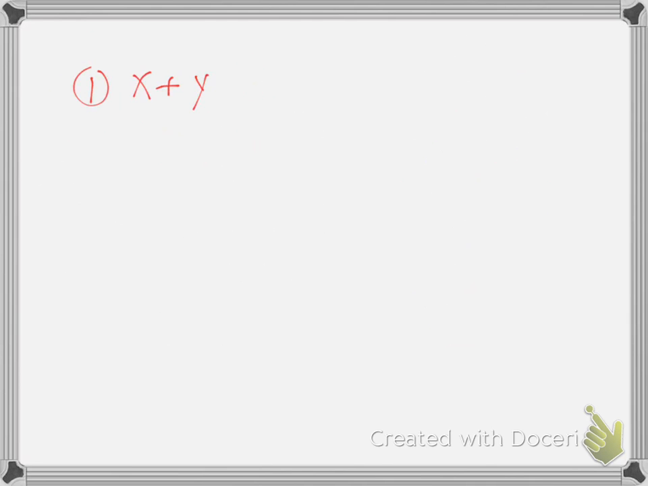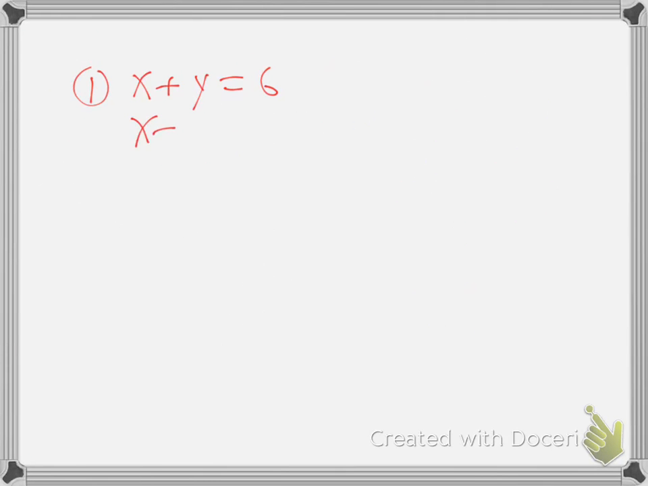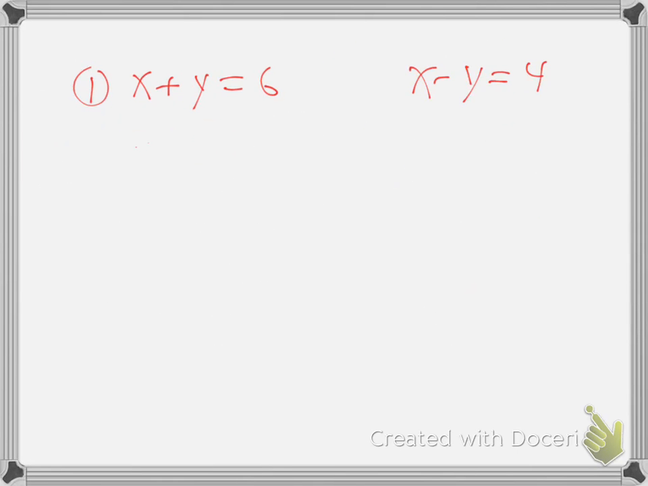So x plus y equals 6, and x minus y equals 4. What they're going to make you do, in fact, let me just put them side by side, is graph them both on the same axis system. We're going to do two graphs.